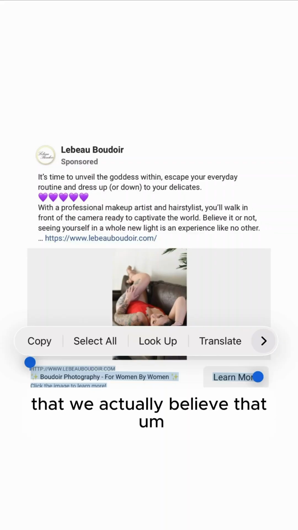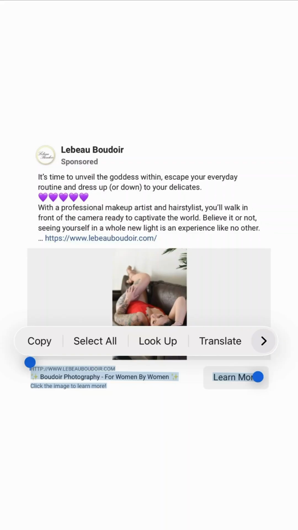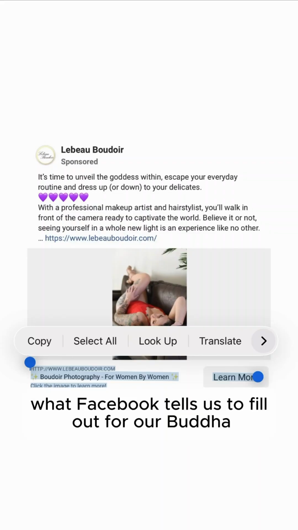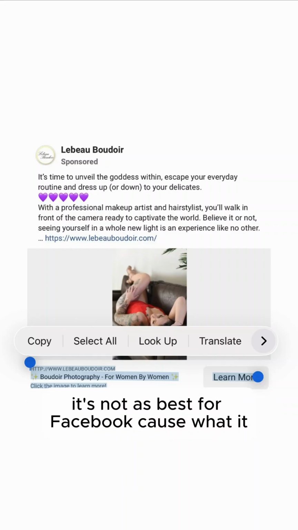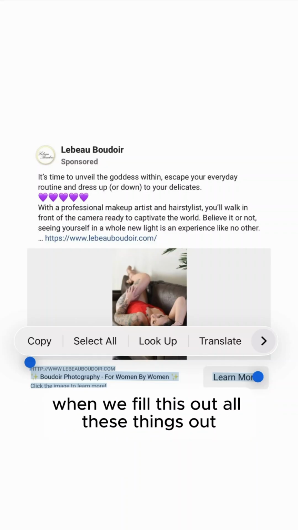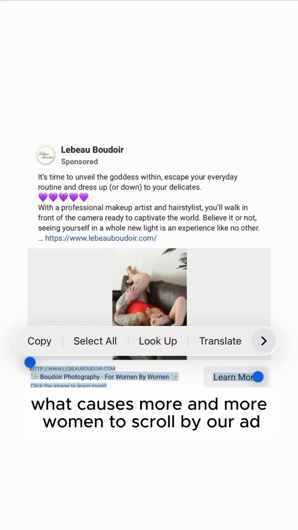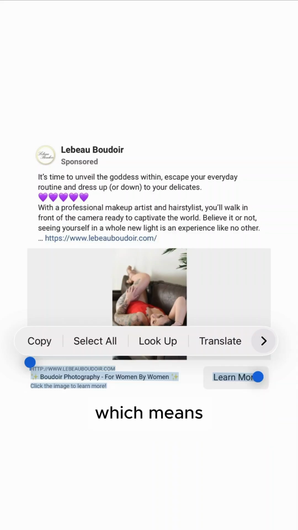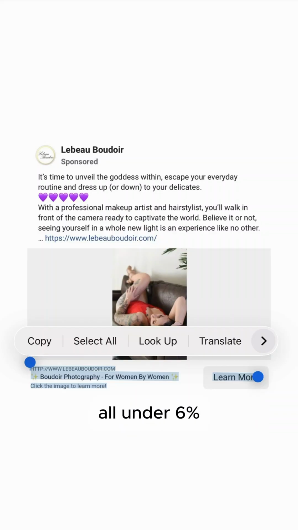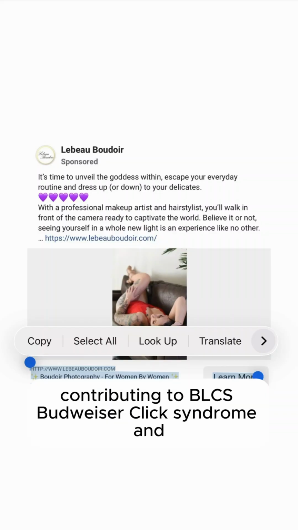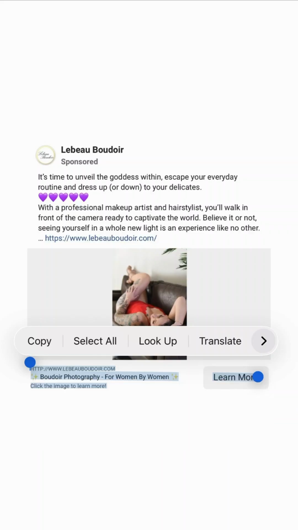that we actually believe that what Facebook tells us to fill out for our Boudoir Facebook ads is what we should fill out, and that's best for us. In fact, it's not as best for Facebook, because when we fill this out, all these things out, what causes more and more women to scroll by our ad, which means instead of clicking in, they're scrolling by, pulling our unique CTR all under 6%, contributing to BLCS, Boudoir low click syndrome.